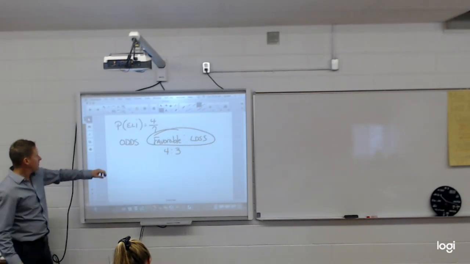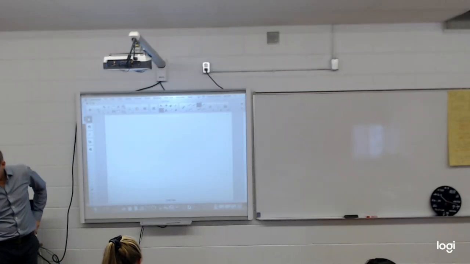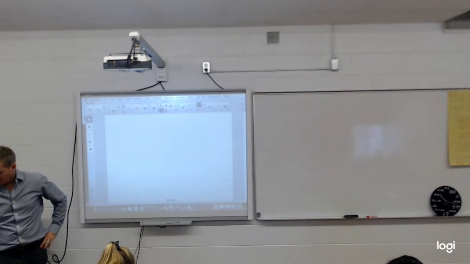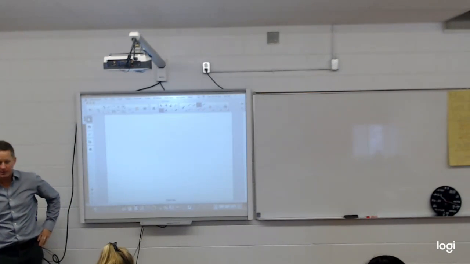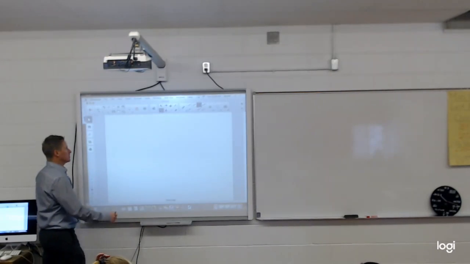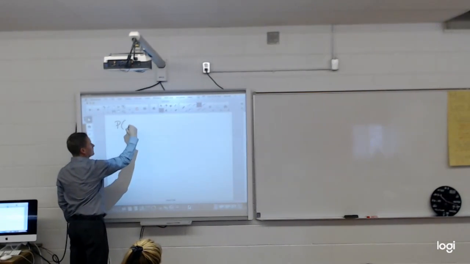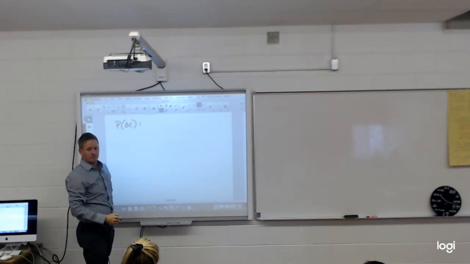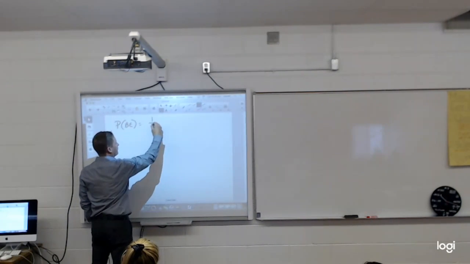Page 122. Two brown-eyed parents are told that there is a 25% probability that their baby will have blue eyes. What are the odds in favor of such parents having a baby with blue eyes? What are the odds against it? Okay, so probability. I like to start with the probability. So probability of blue eyes. Quarter. 1 out of 4, right?